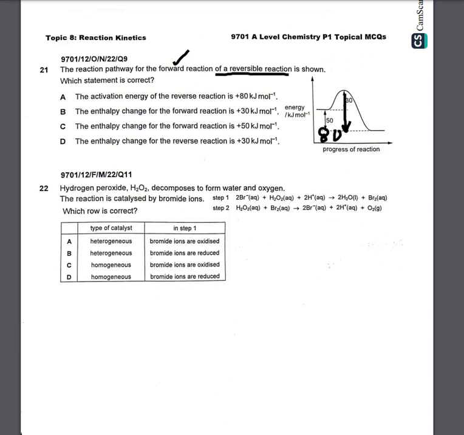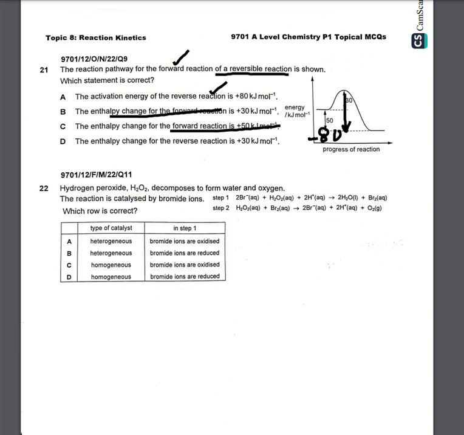So for the reverse it must be negative. So this is an exothermic reaction, so this is a minus 80. So for the reverse it must be plus 80. So he is true here actually. Enthalpy change for forward reaction is plus 30. No, enthalpy change for forward reaction is minus 50.